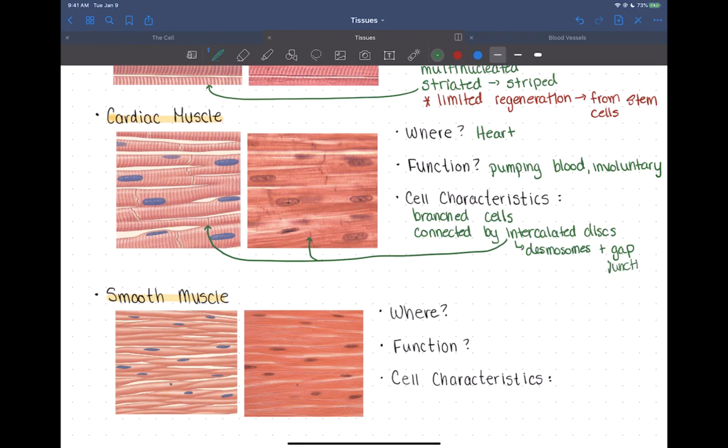All right. And so they form a very strong connection between the muscle cells because of the desmosomes, and then the gap junctions allow those cardiac muscle cells to communicate with each other. That way, when the heart contracts, all those cells can contract together because they're in communication with each other. Typically with these cells, we also only see one nucleus per cell.